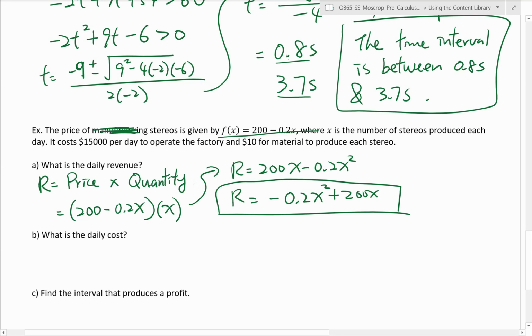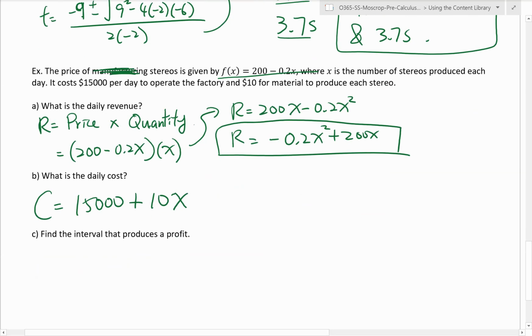What is the daily cost? Well, it says it costs $15,000 a day to operate the factory and $10 for materials to produce each stereo. Okay, so the daily cost is going to be $15,000 plus each stereo that we make, it's going to cost $10. So $15,000, that's the fixed cost. It doesn't matter how many we produce each day. We have to spend that much. And each stereo that we make is going to cost us $10. That's why we need to add 10x there.